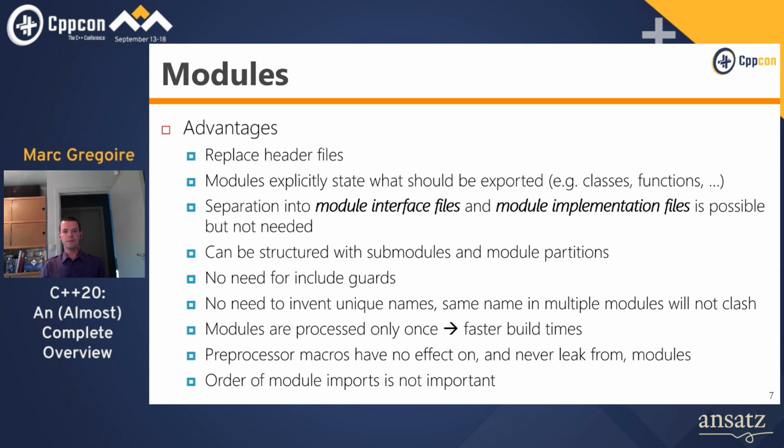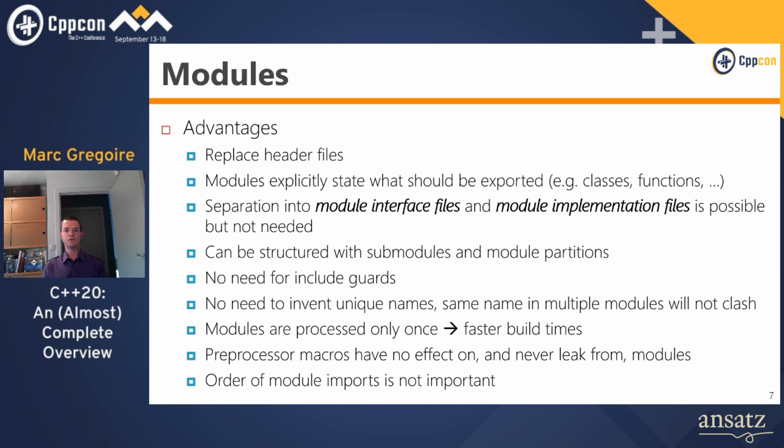If you want to add more structure to your module, there are two things you can do. You can either use submodules or you can use so-called partitions. And the nice thing about modules is that you don't need any include guards anymore. You don't need to invent unique names. If you have two modules that have the same name, these two names will not clash. They live in their own module. Of course, if you import these two modules in another source file, then you will have a linker error.